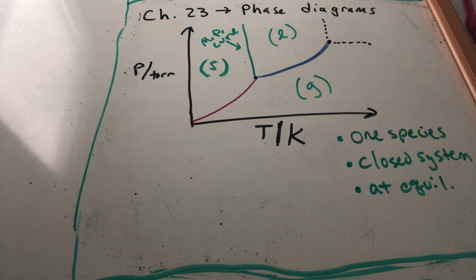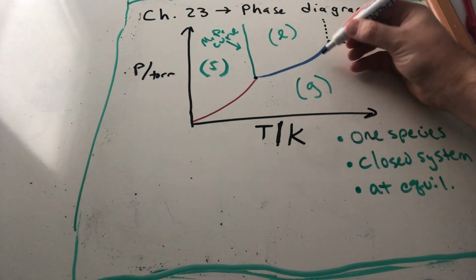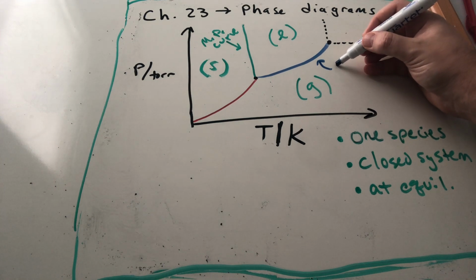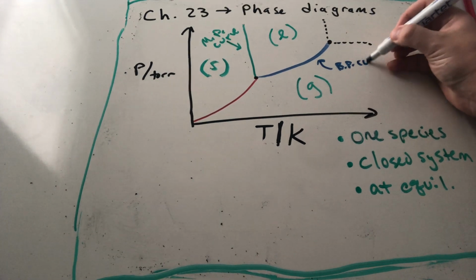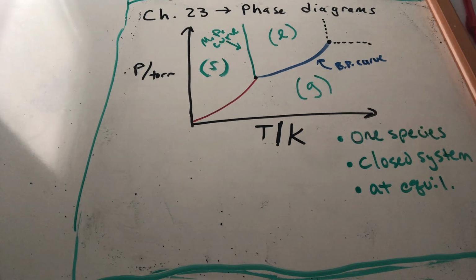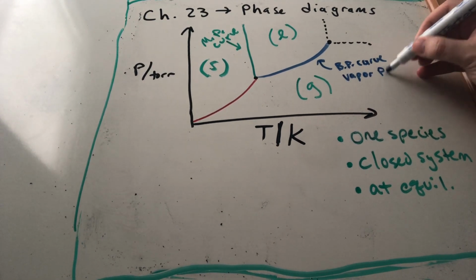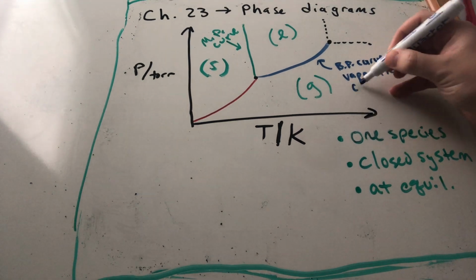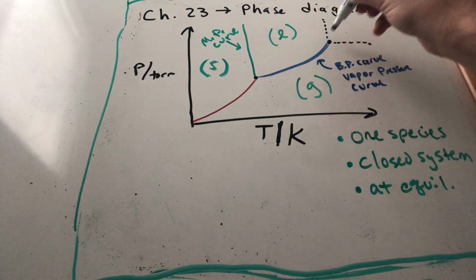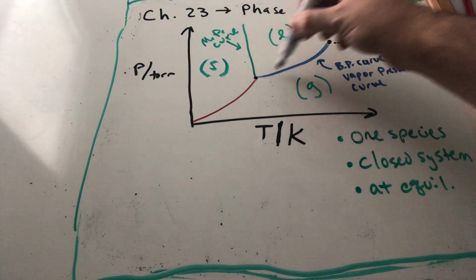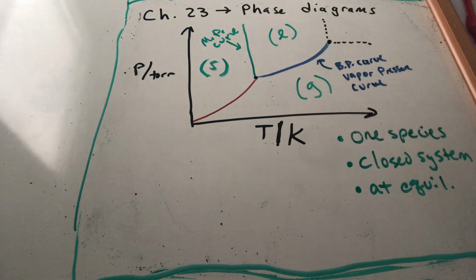This curve right here, this blue curve, is where our liquid and gas will coexist. So this gets a couple different names. This is called the boiling point curve, but that implies it has to be boiling, and it doesn't. So I like to call it the vapor pressure curve. That's our coexistence region in our other diagram, our PV diagram, and it turned into this line here. But that's where liquid and gas exist together.